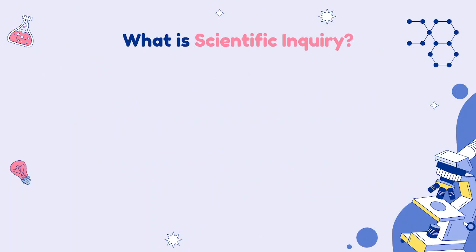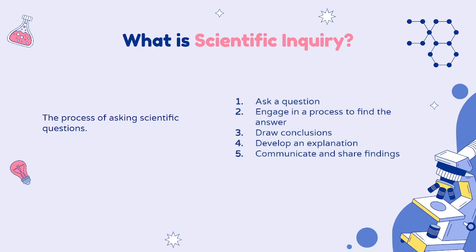So, what is the scientific inquiry process? Again, it is the process of asking scientific questions. Scientists ask those scientific questions and then use the scientific inquiry process to get their answers. It's the scientific method, basically. And there are 5 steps: ask a question, engage in a process to find the answer, which is basically just an experiment. Draw conclusions, which is what answers did you get from your experiment. Develop an explanation. What do these answers mean? And then communicate and share findings with your surroundings.